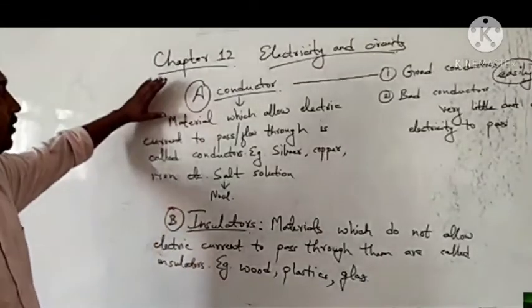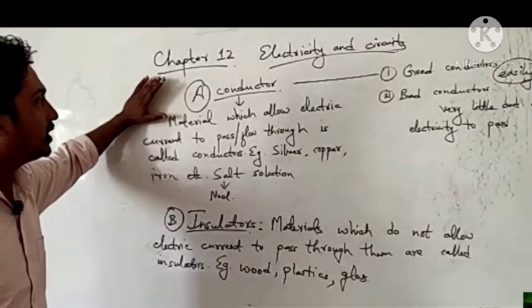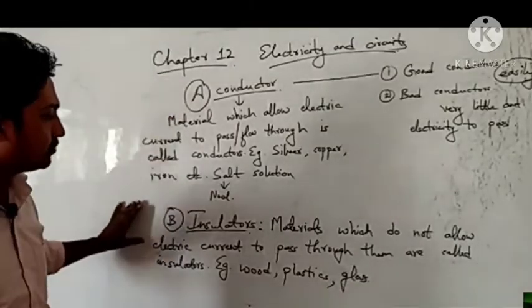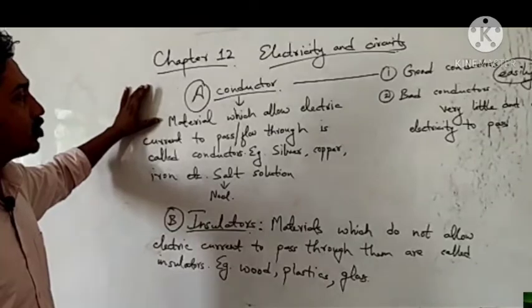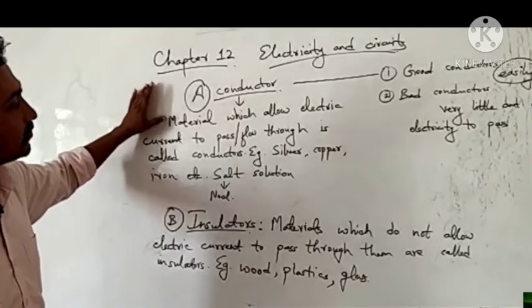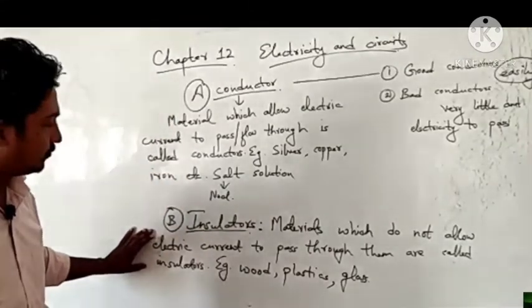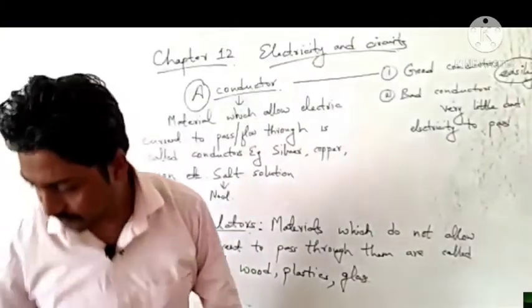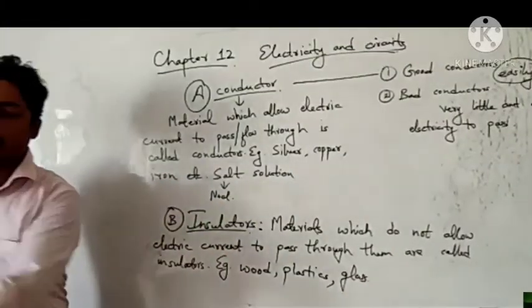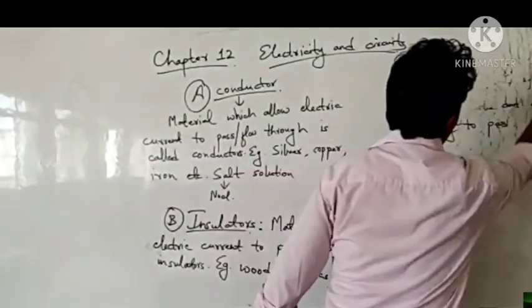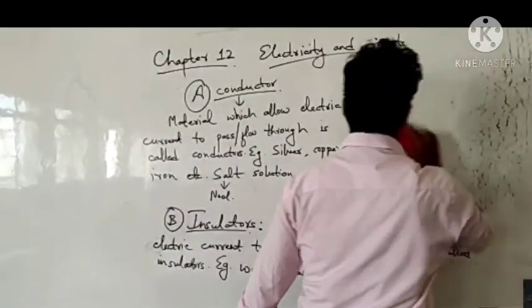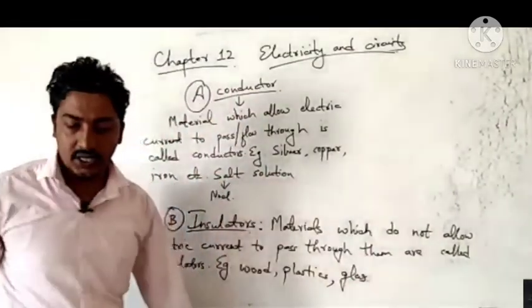So we now have an idea of what conductors and insulators are. Now we will talk about the uses of conductors and the uses of insulators. Uses means where these materials are used.